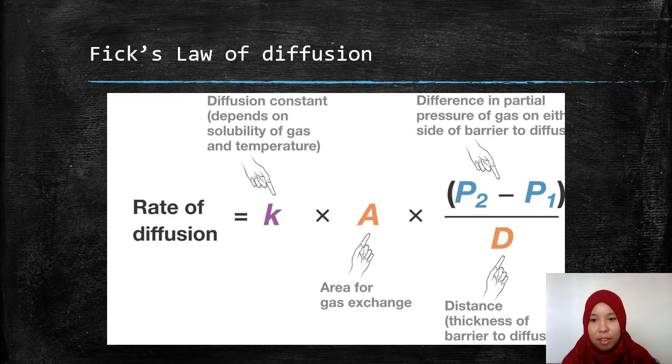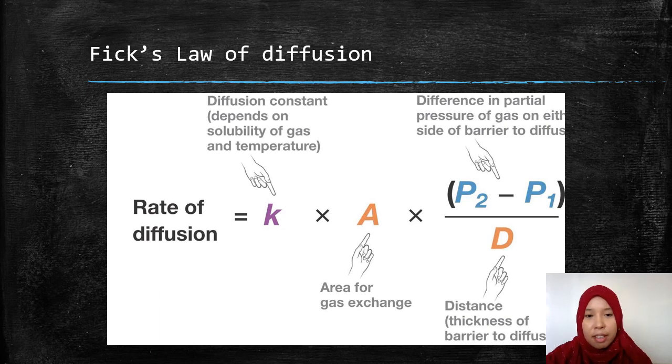Alright, so here we're going to talk about Fick's law of diffusion. It's a formula stating that the rate of diffusion is equivalent to the diffusion constant times the area for gas exchange times the difference in partial pressure divided by the distance, which is the thickness of the barrier to diffuse. Right, so let's talk about the diffusion constant first.